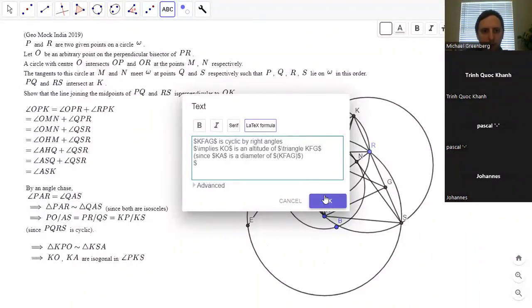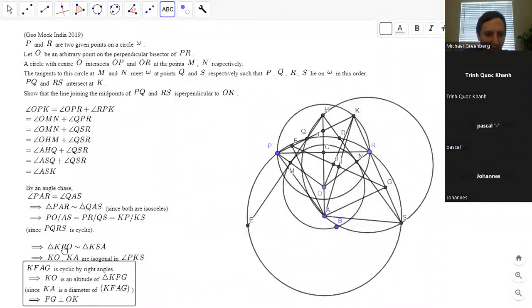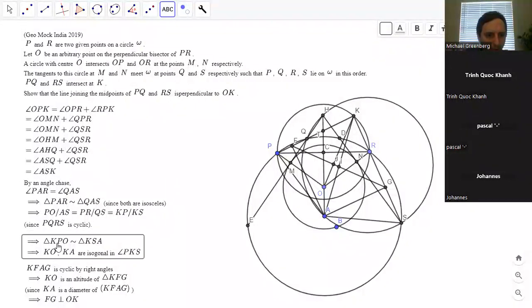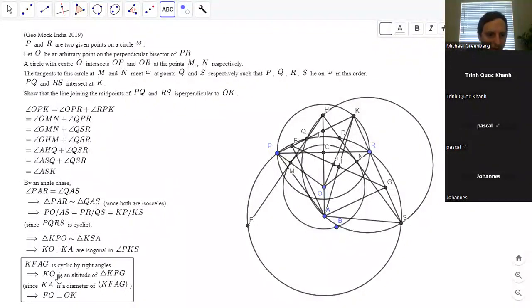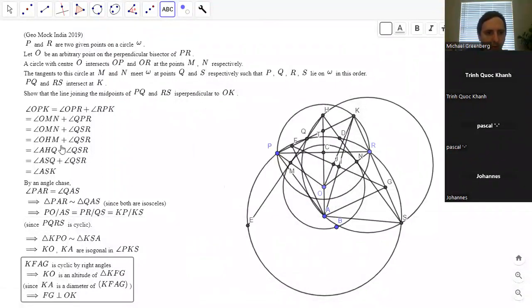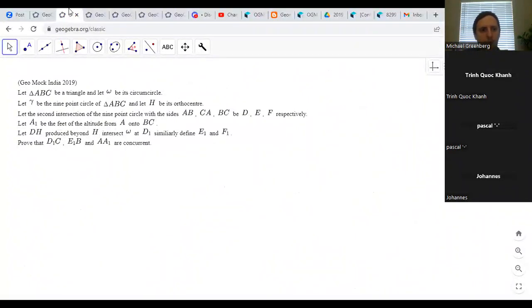And that solves the problem. FG is perpendicular to OK. All right, this is a great solution. Thanks a lot. So yeah, nothing super fancy in this, but that angle chase right here was key. That really helped solve it. All right, so I'll move on to the next one. Yeah, I'm glad we were able to solve that.